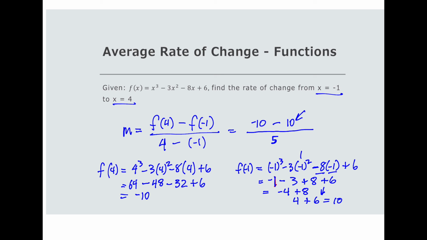And then 4 minus negative 1 is 5. And so this gives me negative 10 minus 10, which is negative 20, because we could make this plus negative 10. See it a little clearer there. And then we divide that by 5. Negative 20 divided by 5 is negative 4. So the line from negative 1 to 4 has a slope of negative 4. And this is how we can find the average rate of change for functions.